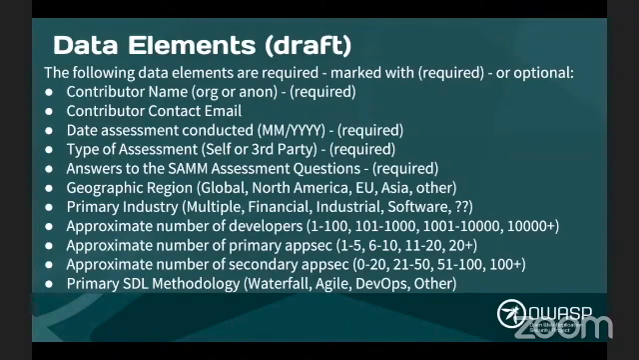Mm-hmm. There was a remark or a question from Bruce in the chat as well. We tried this a couple of years ago, so there was this several years old data set from measures against SAMM version 1.0. Are those still useful, or would they be problematic to use to compare?